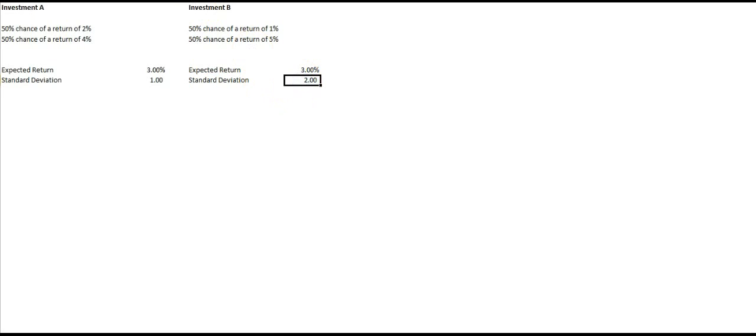Same thing over here. What we've got is the possible outcome of 1 minus the expected outcome of 3, squared, times 0.5 because it happens half the time. The possible outcome of 5 minus the expected outcome of 3, square that, then multiply times 0.5, and then take the square root of that, and you end up with 2. So both investments have the same expected return, but this one has less risk.